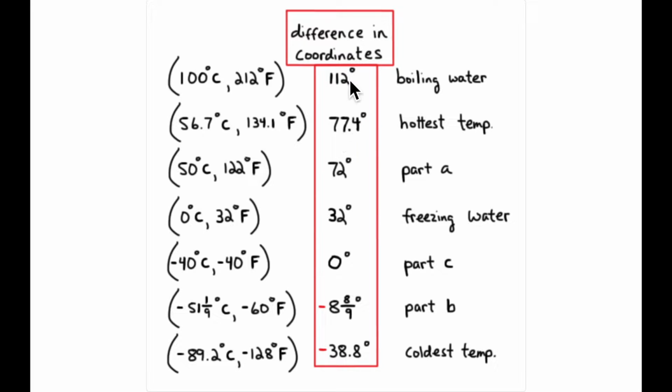I would have realized that this difference is getting smaller. It's getting less as you move to cooler temperatures. And this is part C, where we calculated that point is -40, and then it goes beyond part B. It's a -8 and 8/9 degrees difference, and the coldest temperature recorded on the planet, -38 and 8/10 degrees, at the coldest point on the planet.